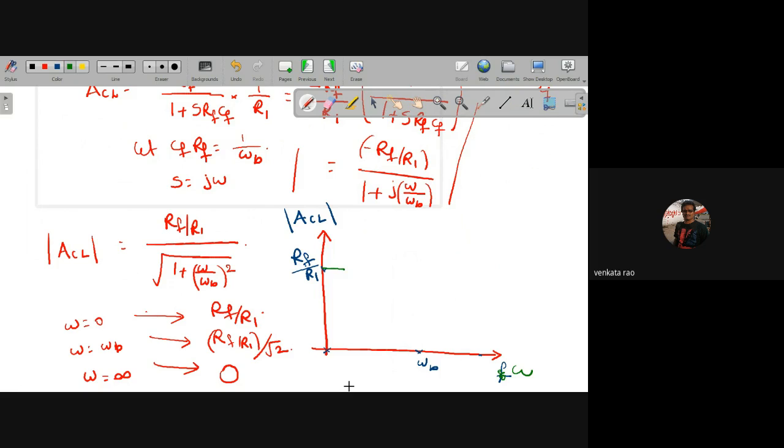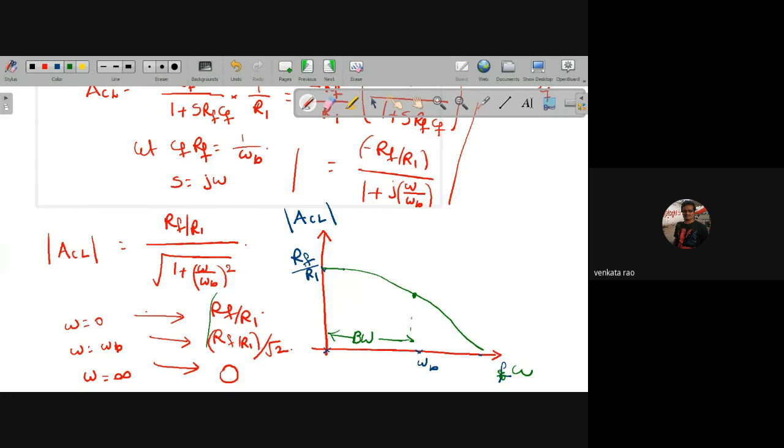Now, at omega equal to, sir, you can take it as omega or f, both are same, not an issue. One is angular frequency, the other one is linear frequency. So now it is RF by R1 by root 2 at omega equal to omega B. Now it is decreasing like this. Finally it becomes, this is called the band.